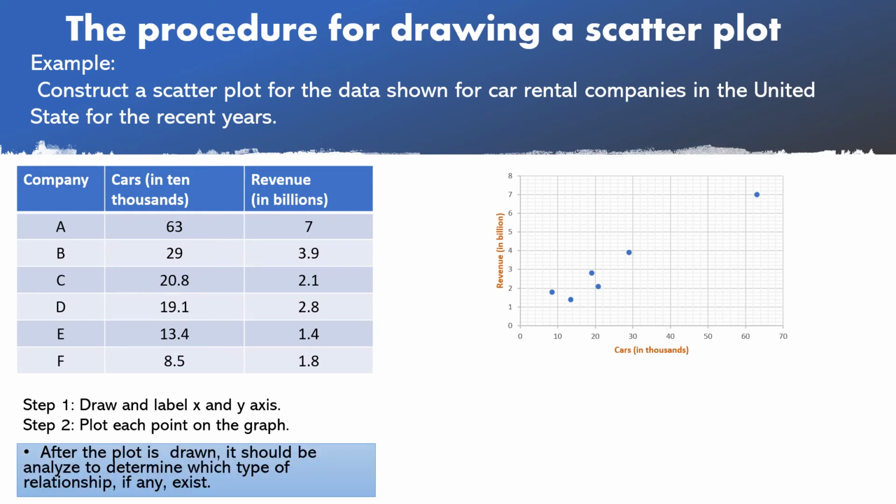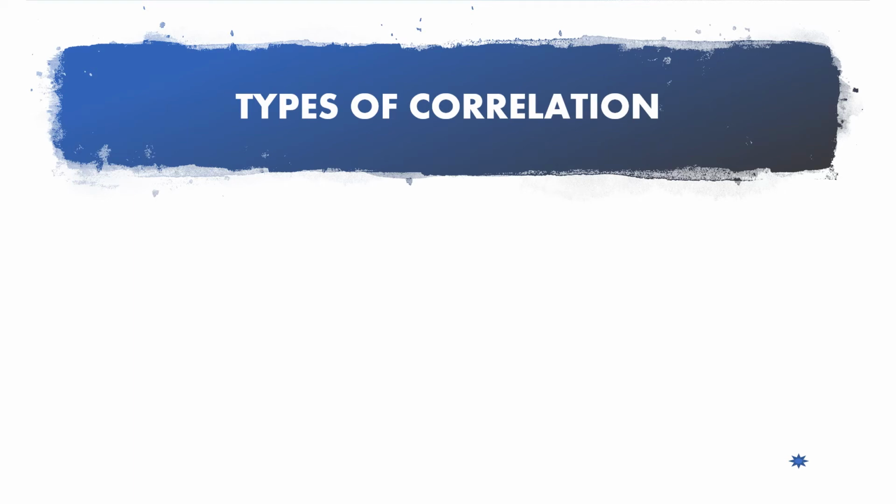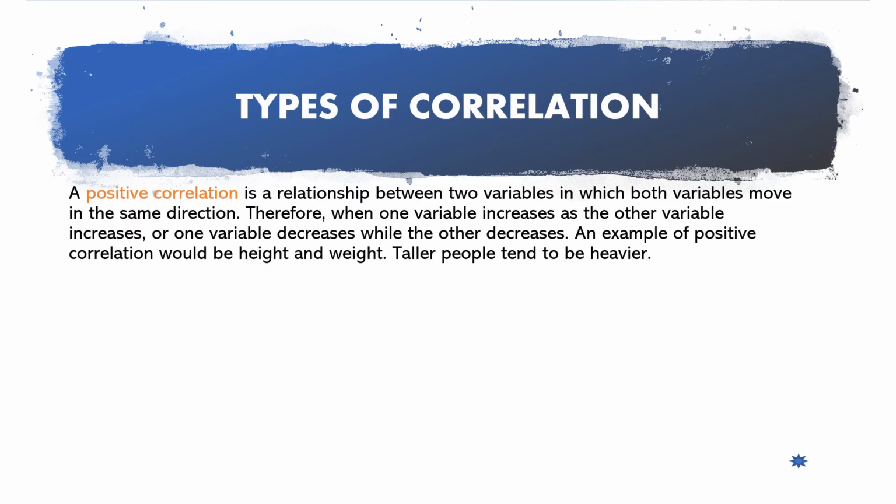After the plot is drawn, it should be analyzed to determine which type of relationship, if any, exists. We have three types of correlation. The first one is the positive correlation. A positive correlation is a relationship between two variables in which both variables move in the same direction. Therefore, one variable increases as the other variable increases, or one variable decreases while the other decreases. An example of positive correlation is height and weight. Taller people tend to be heavier.